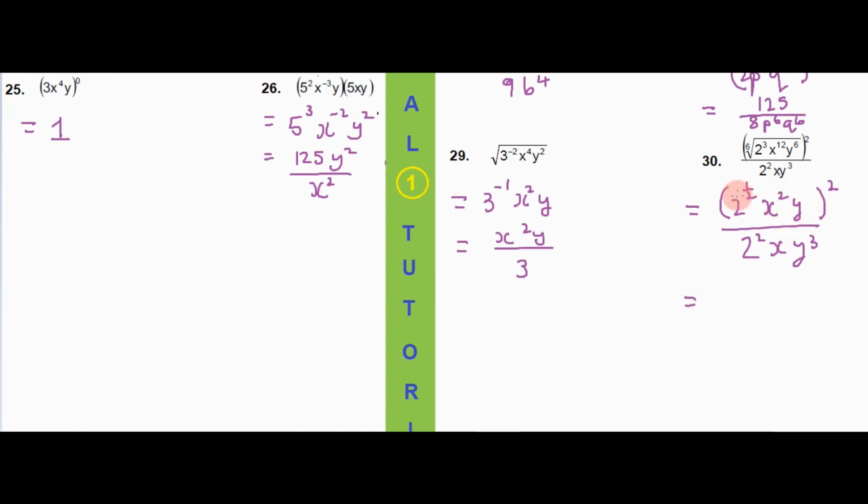We can multiply the powers inside the brackets by 2 now in the numerator. So a half times 2 is 1. So it's just 2 to the 1, or just 2. x to the 4, y squared.